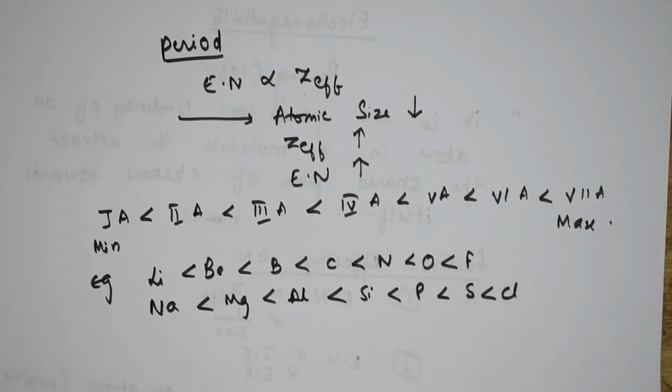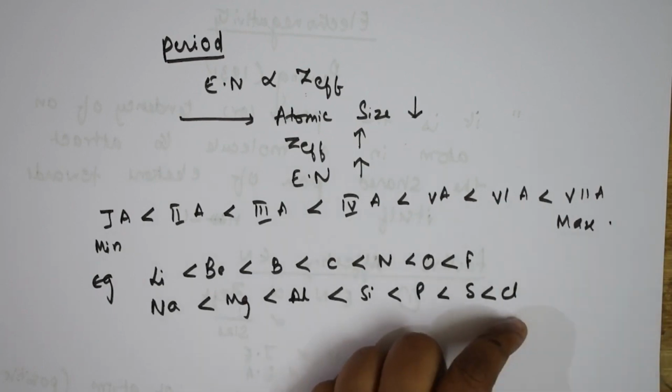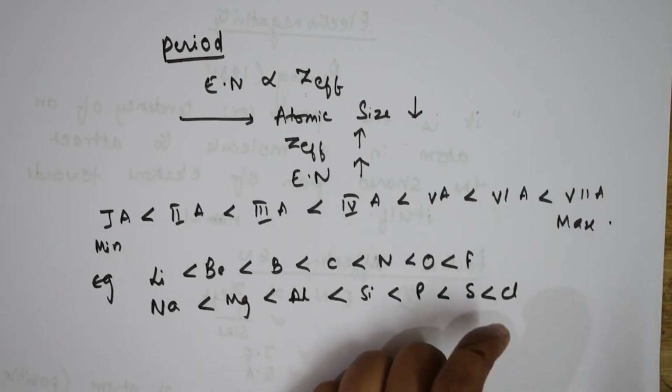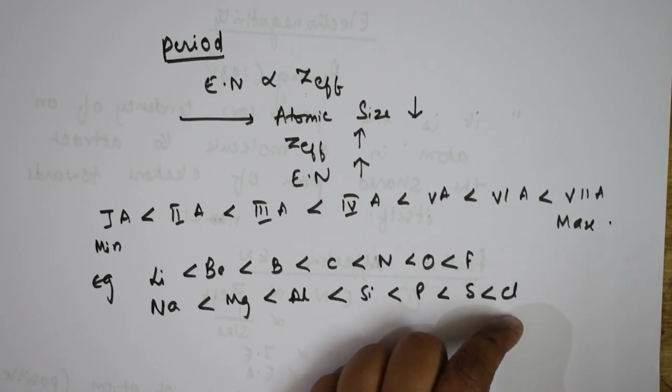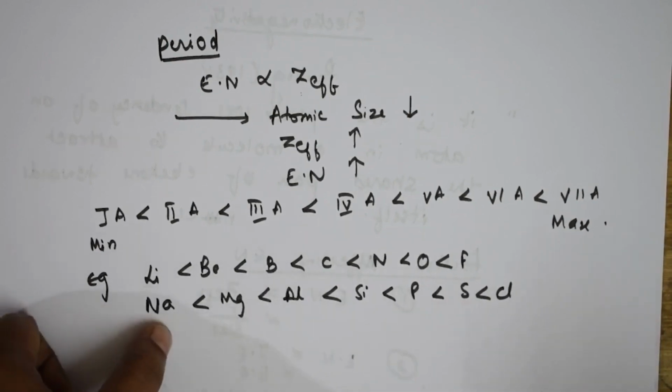So in any period, what will happen? The halogens will have the maximum. So whenever they give you a halogen, you should say whichever is towards the right hand extreme in the periodic table will have maximum electronegativity. Alkali metals have minimum electronegativity.